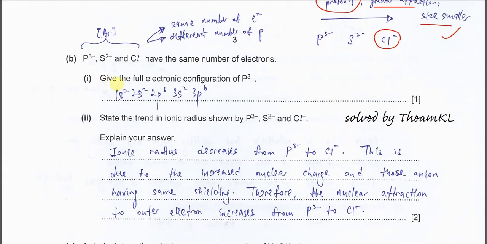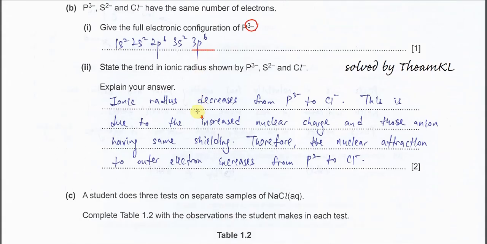Part 1. Give the full electron configuration of phosphide. Initially, phosphorus is 1s2, 2s2, 2p6, 3s2, 3p3. And the 3p3 now gains 3 electrons, because of the 3 negative charges here. It gains 3 electrons, now becoming 3p6. So this is the argon electron configuration.